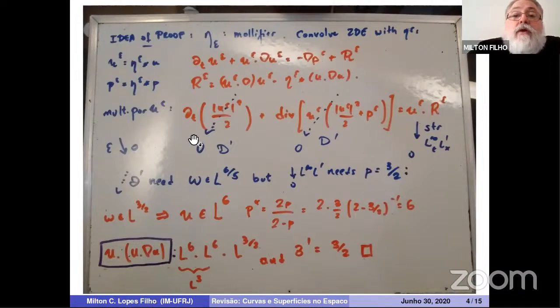Okay, so these are 6/5. The criticality for these terms is 6/5, but the criticality for this term is 3/2. And why is that? Let me show you just briefly where this 3/2 is coming from.